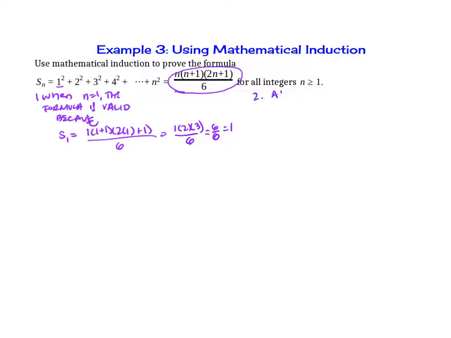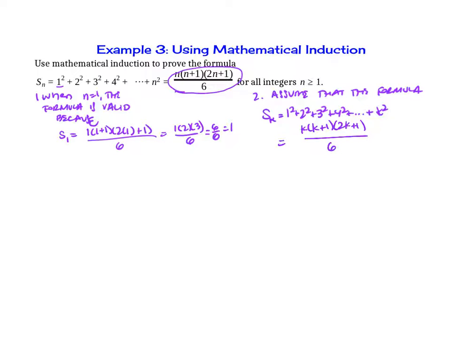So number 2, assume that the formula S sub k, so that's going to be 1 squared plus 2 squared plus 3 squared plus 4 squared plus ... plus, oh, it's not n, it should be k squared, that equals k times k plus 1 times 2k plus 1 over 6, is true. We're assuming that that formula is true.